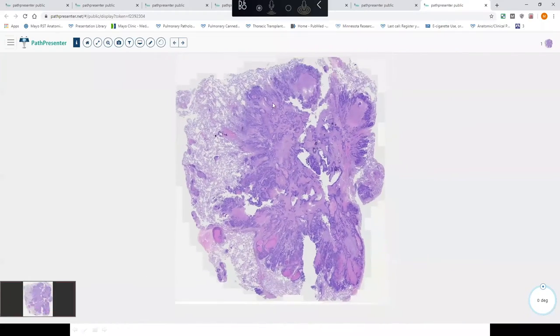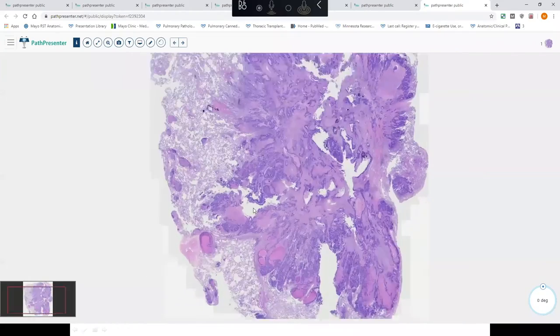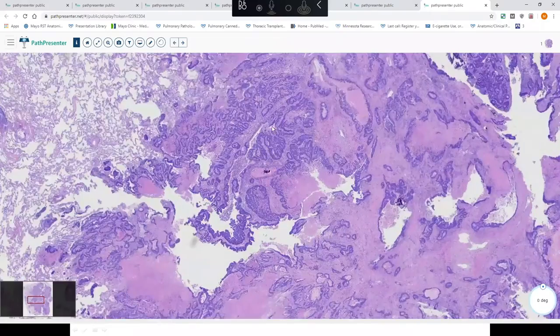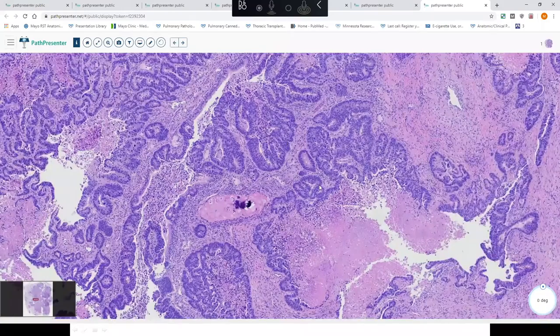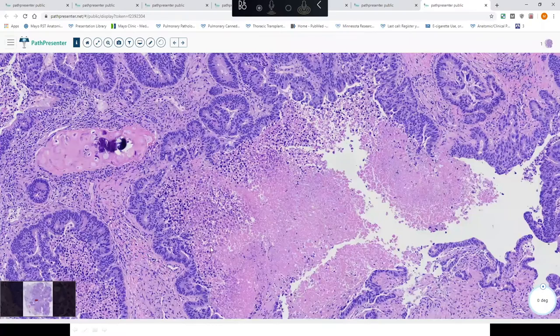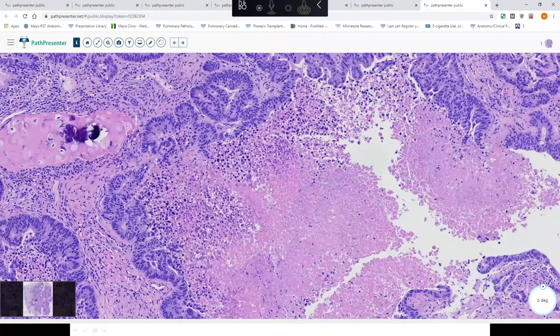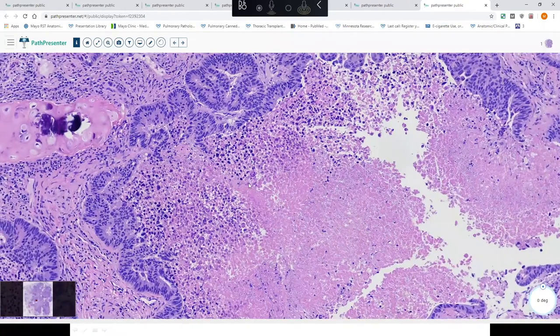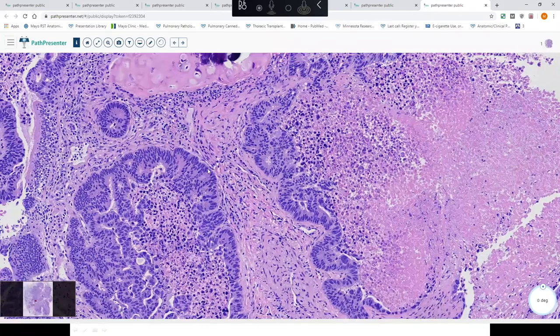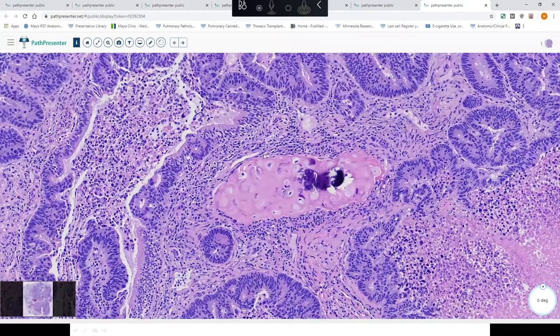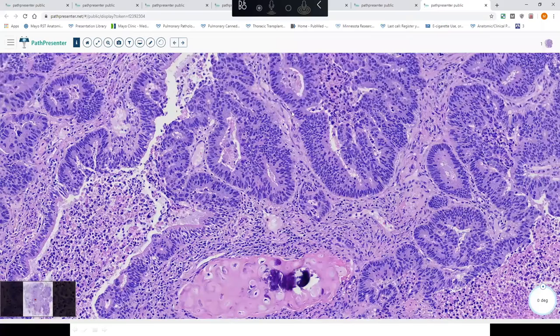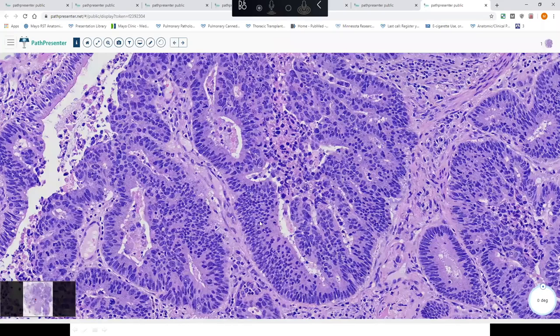So at low power, we have a resection again here. And then we have these kind of complex glandular structures here. And we have all this necrosis here, which is luminal necrosis. Does anyone know another term for luminal necrosis that pathologists will often use to describe this luminal necrosis that you can see in an adenocarcinoma?